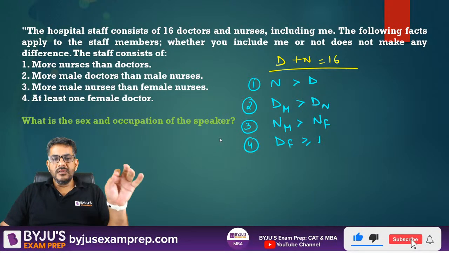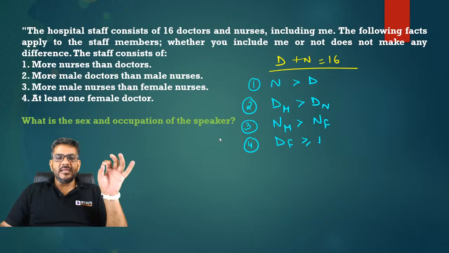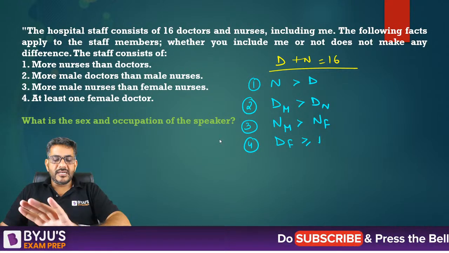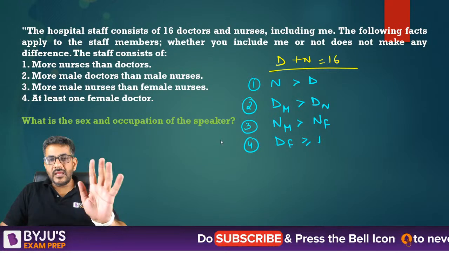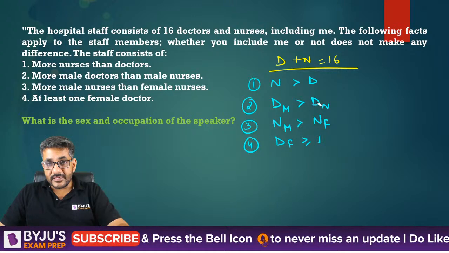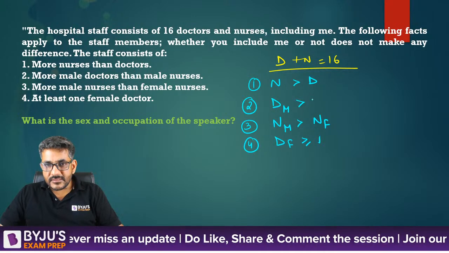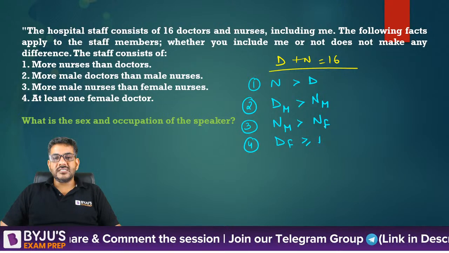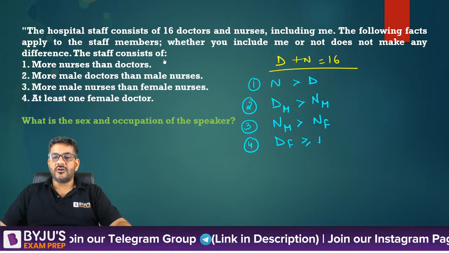Nurses are more than doctors. And then he says male doctors are more than male nurses. So DM is representing a male doctor which is greater than the male nurses. ये मैंने गलत लिख दिया है. Male nurses मुझे यहाँ पे लिखना है. So nurses male. And male nurses are more than female nurses, and female doctors are greater than or equal to 1. These are the informations given to us. I hope this is clear everyone.